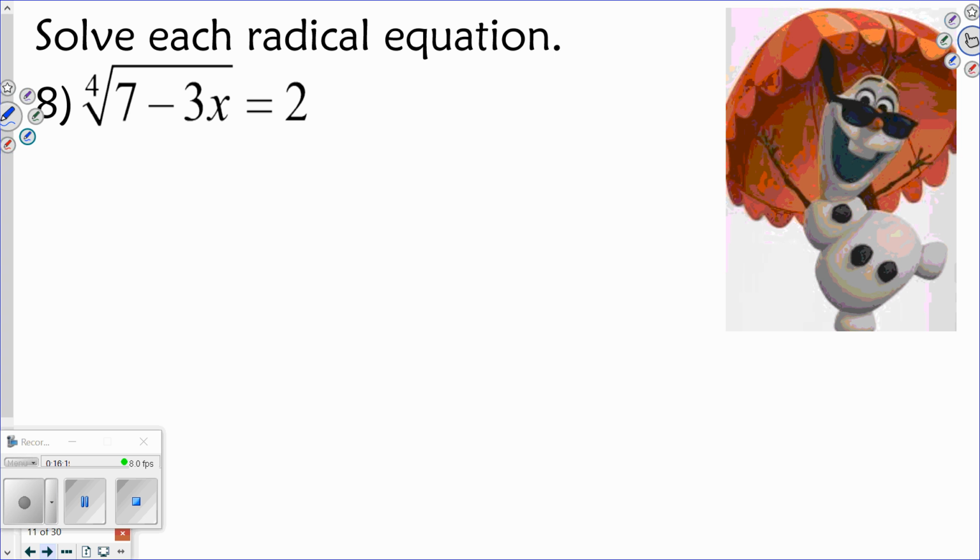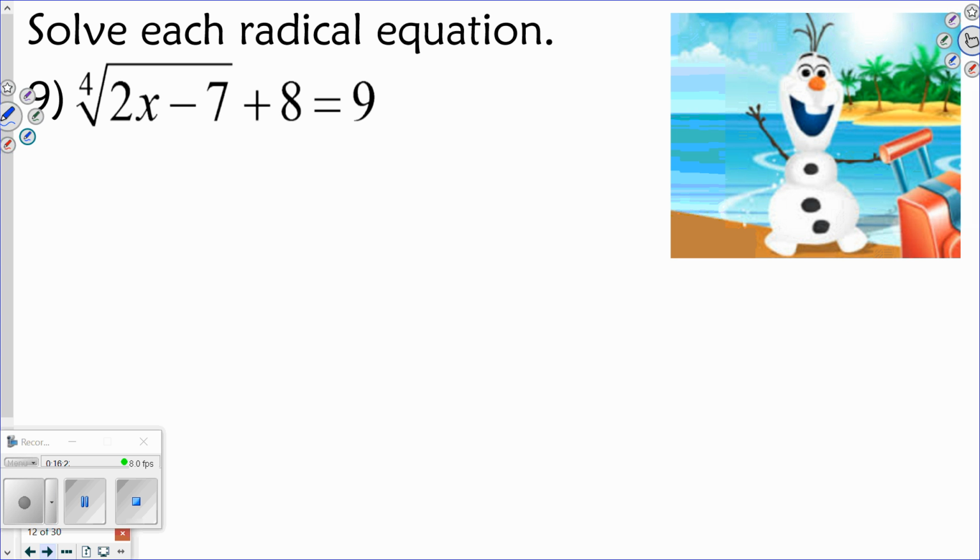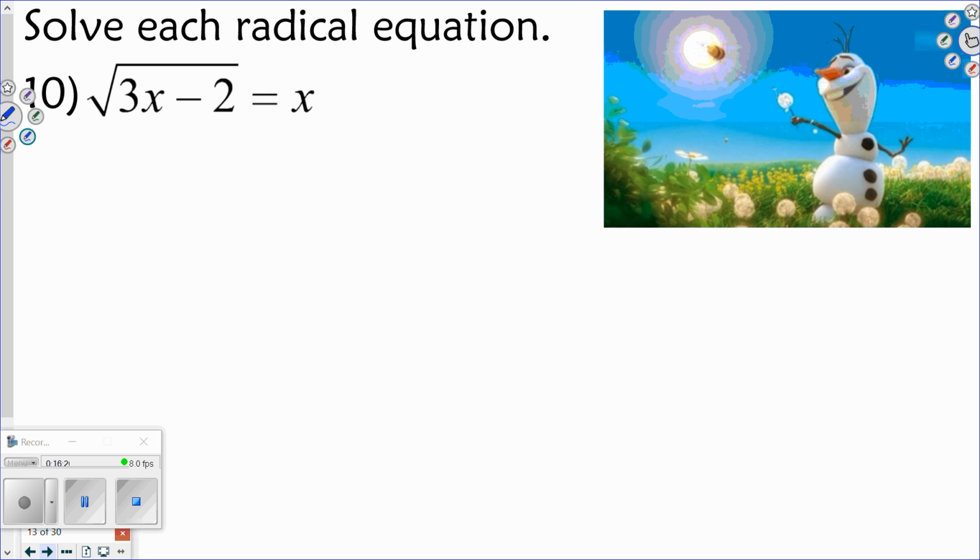All right. Are we good if it's a fourth root, you just raise it to the fourth? Yeah. All right, I'm going to bypass that if you guys are cool. Let's look at number 10.